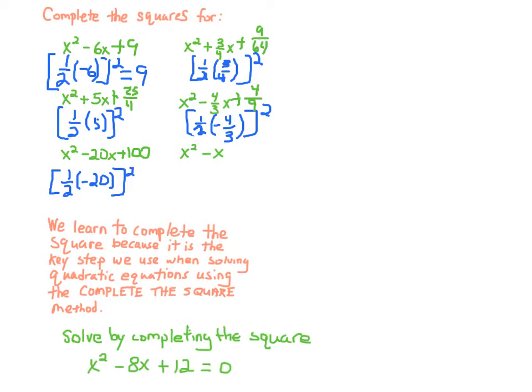And the last one I have here is, and when you have a minus x, that means -1. So I'm going to take half of -1 and square it. That would be -1/2, so that would be positive 1/4. That completes the square there. Okay, so that's a little practice of completing the square. Now let's see how we actually use this to solve quadratic equations.